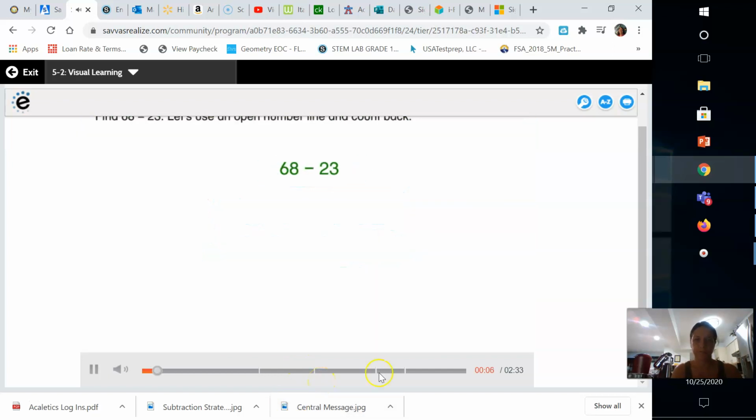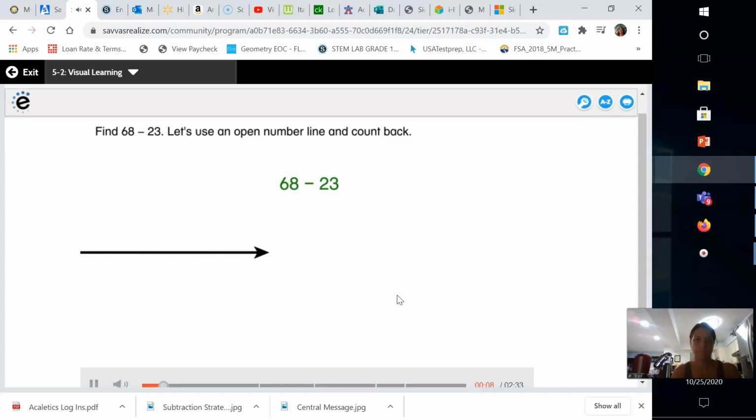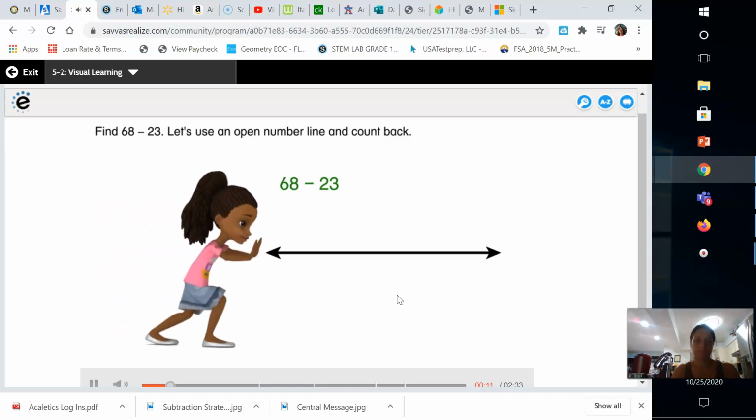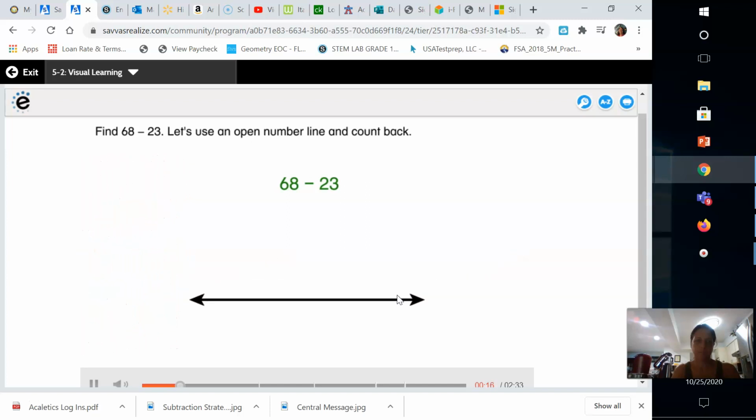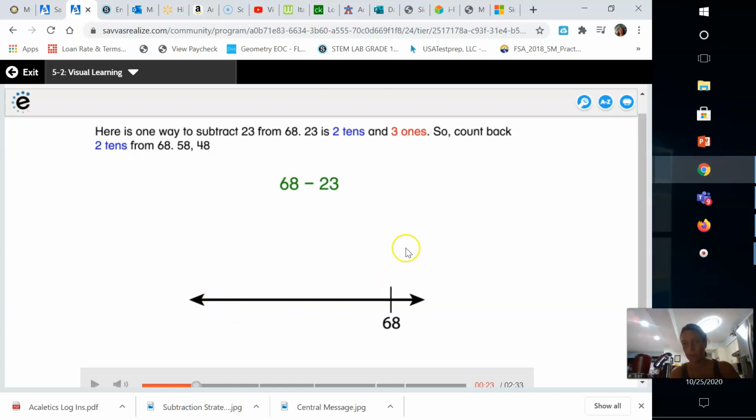Find 68 minus 23. Let's use an open number line and count back. First, place 68 on the line. Now, did you notice where they put it? They didn't put it down here because we're not adding, we're not going to get bigger. They put it over here because we need room to get smaller. That's important. Here is one way to subtract 23 from 68.